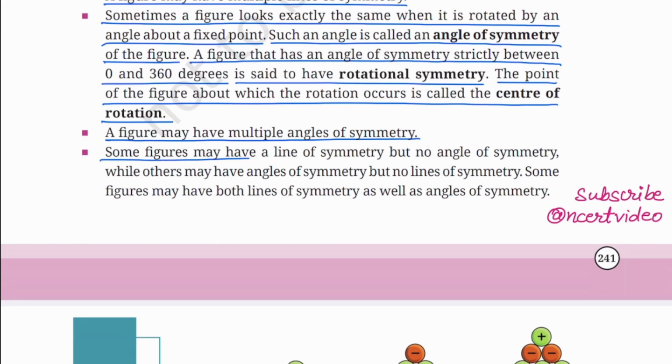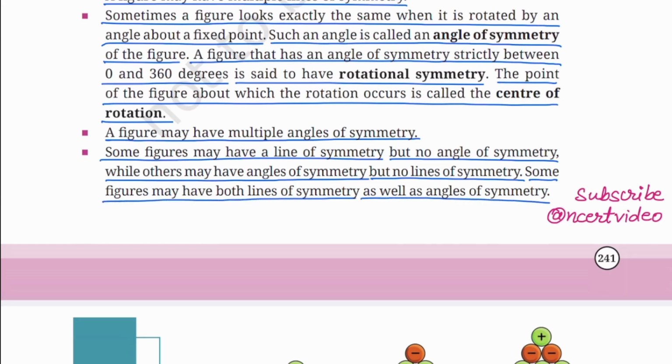Some figures may have a line of symmetry but no angle of symmetry, while others may have angles of symmetry but no lines of symmetry. Some figures may have both lines of symmetry as well as angles of symmetry.